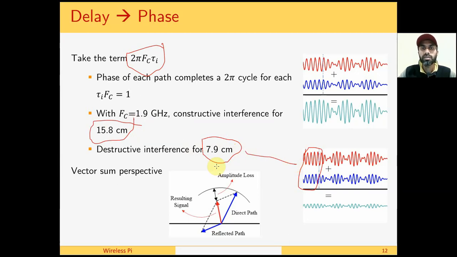Many people find it convenient to represent this concept through a vector sum perspective. This is the direct path with an amplitude and phase. This is the reflected path with amplitude and phase, and they can add together through vector addition to get this resultant vector.